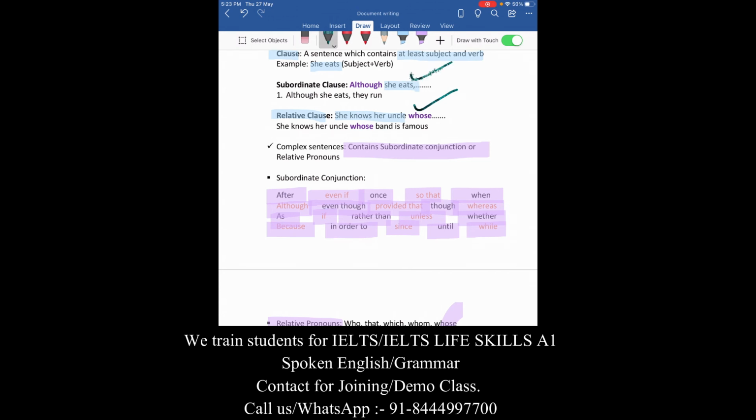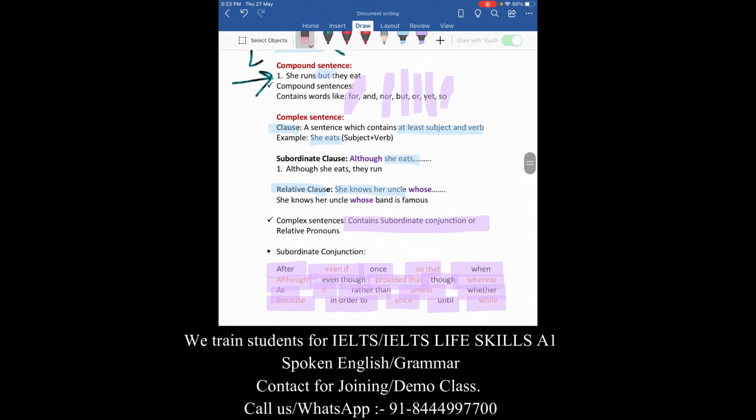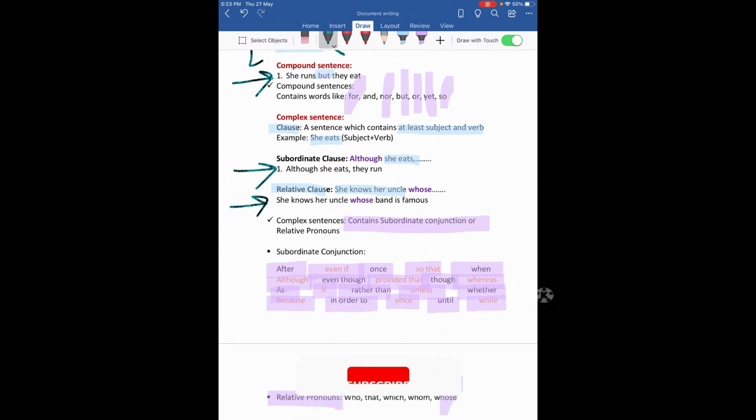Now, as we can see that these two sentences are not completed. So, we will try to complete them. Although she eats, they run. Next, she knows her uncle whose band is famous. Now, these two sentences make sense.